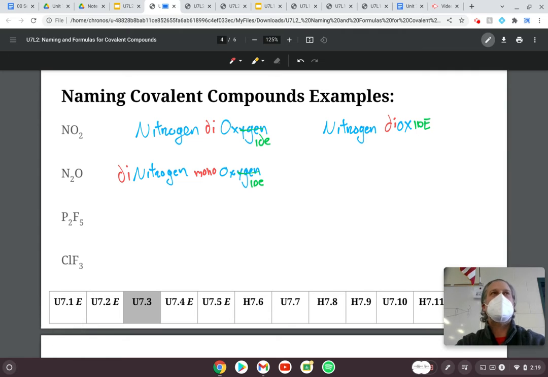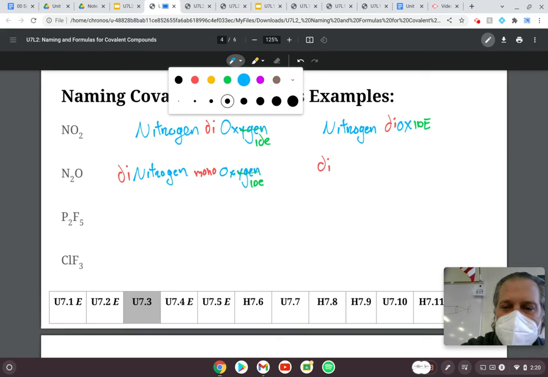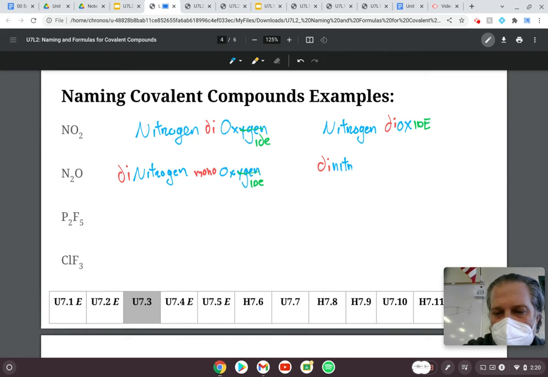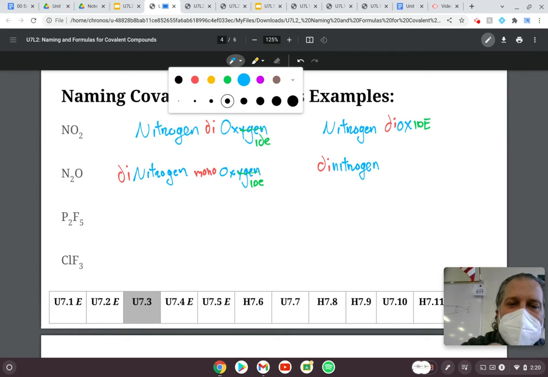But that just sounds silly. So the rule of thumb is if there's two vowels next to each other that are the same, when you add a prefix, you drop one vowel. I actually don't care what you do as long as you have the appropriate prefix present. But when I clean this up, it's going to be dinitrogen monoxide.